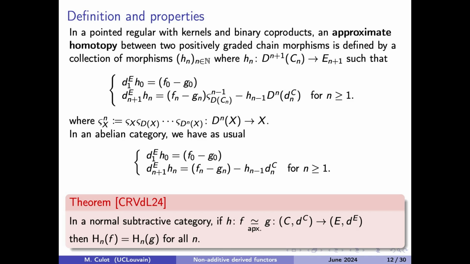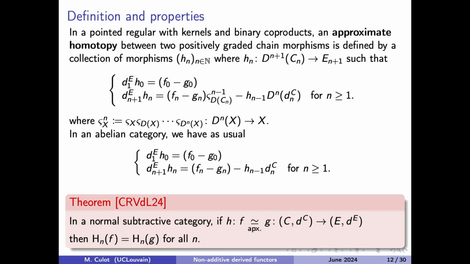This leads us to a homotopy that we call approximate homotopy between positively graded morphisms, because I just built it for projective resolutions, and again a collection of morphisms Hn, starting now from this domain, because when I iterate this condition, I go higher and higher with the d's, and end up with En-1. And this will satisfy this condition, which looks like the same as in the abelian settings.